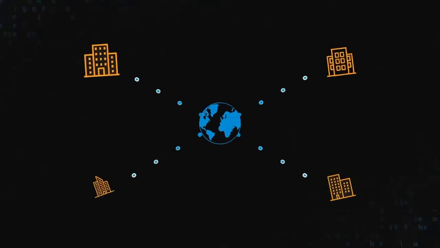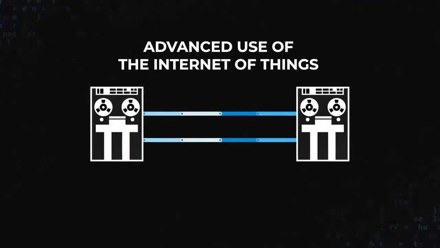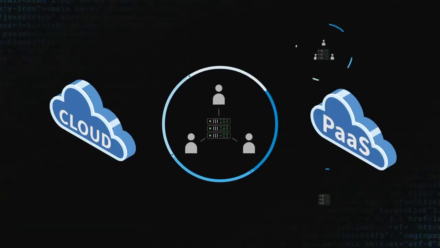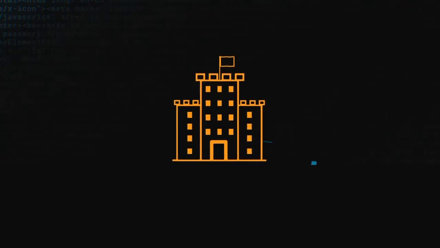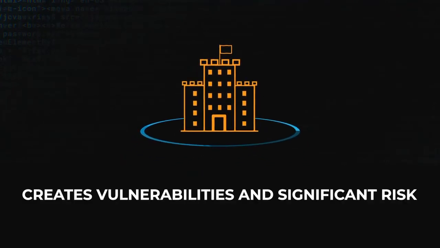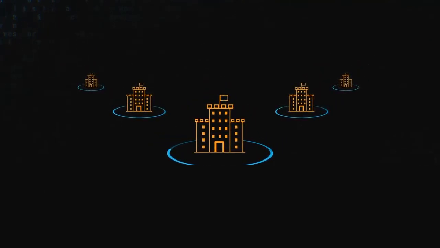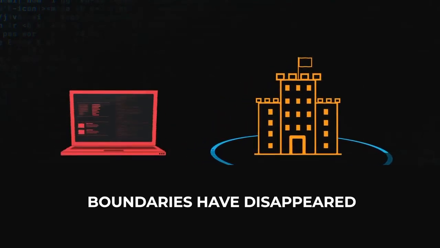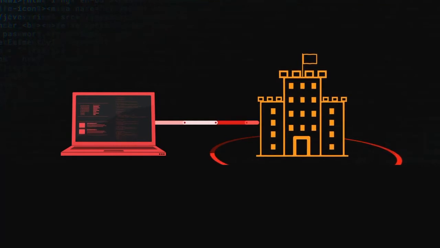Increased reliance on IT systems, interconnectedness of these systems through the advanced use of the Internet of Things, and advances in technology like cloud and platform as a service have really changed our threat sources and also our threat surfaces. Perimeter-style security creates vulnerabilities and significant risk in this new landscape. The perimeter has become so fluid and so dynamic in nature that the boundaries that we were used to before in perimeter-style security have ultimately disappeared.